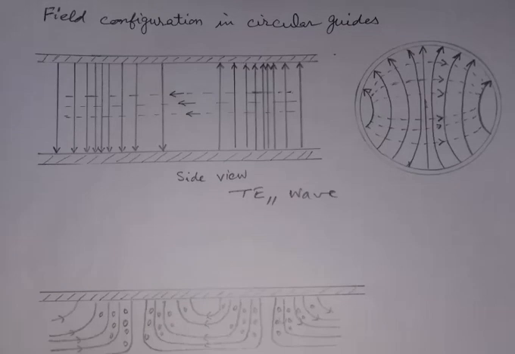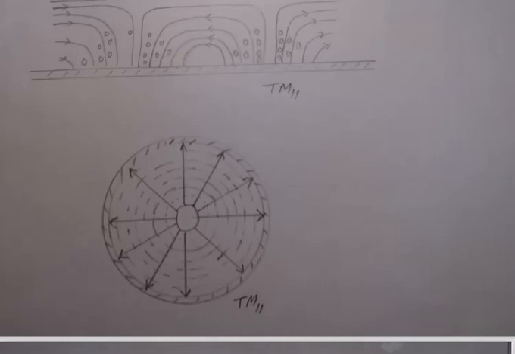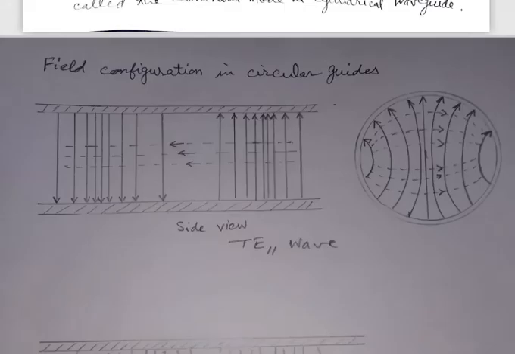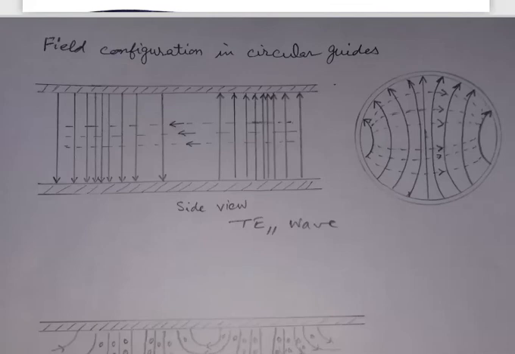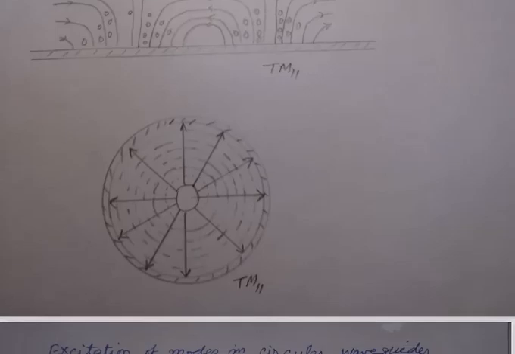Now in these figures we have shown the field configurations for TE11 and TM01 modes. The two different views, that is side view and end view, are shown in these figures. The solid lines show the electric lines of force, while the dotted lines show the magnetic lines of force.